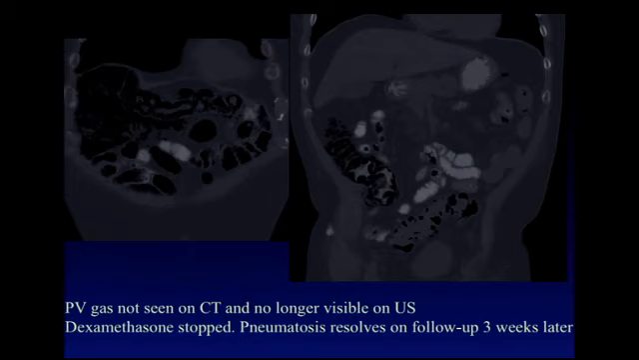Because of minimal symptoms, the patient's dexamethasone was stopped, and when he was re-imaged 3 weeks later, everything had gone back to normal. So again, a really dramatic representation of how what we used to consider to be a really dire predictor, pneumatosis and portal venous air, can have a benign outcome. But we think it's due purely to the chemotherapy causing a change in the mucosal integrity of the colon.